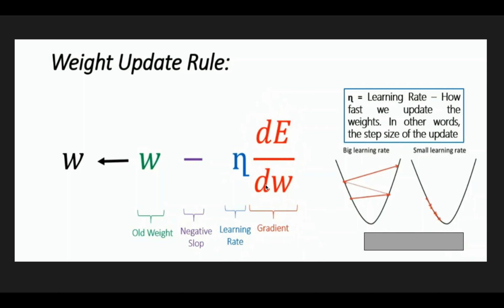How weights are updated is really important, you should know. I already explained this: w new equals w old minus learning rate into gradient. w old is the old weight, and w new is the new weight that comes after updating. The learning rate is fixed for all the weights, because you are just multiplying with a constant value. Only the gradient will be different for different weights.